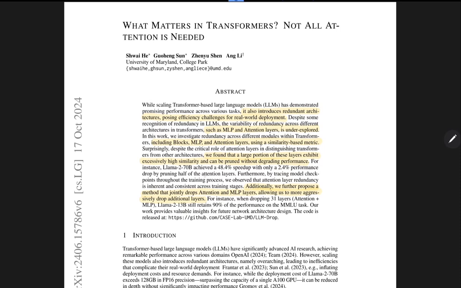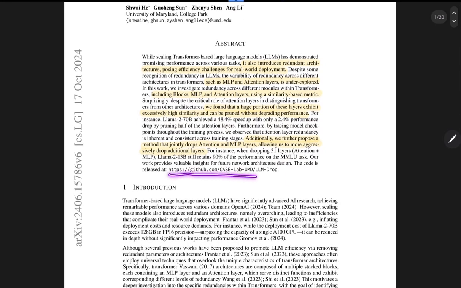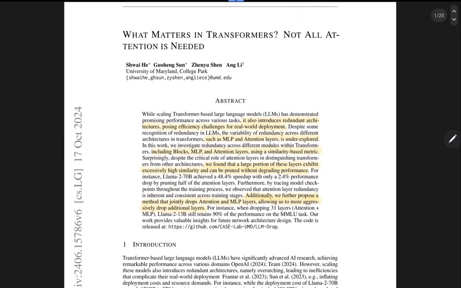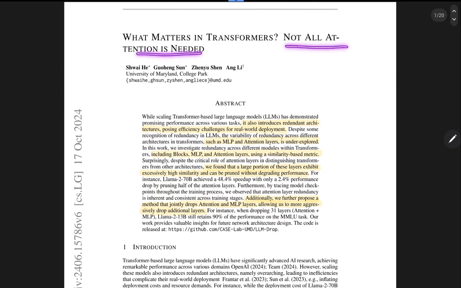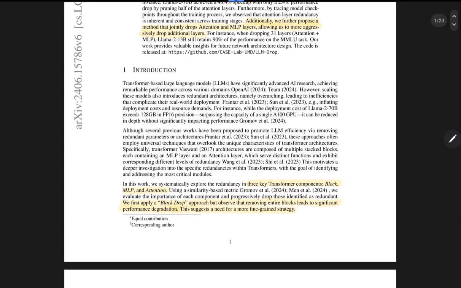These numbers we are going to talk about in the results part. They are also saying that additionally, we further propose a method that jointly drops attention and MLP layers, allowing us to more aggressively drop additional layers. They have achieved really good numbers. The best part is they have made this code open source, so anyone can go and test this, because if this holds true, then not all attention is needed, as claimed in the headline of the paper. So I'll take you to the main part.